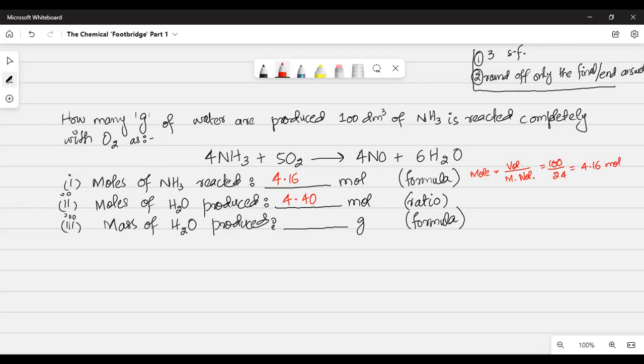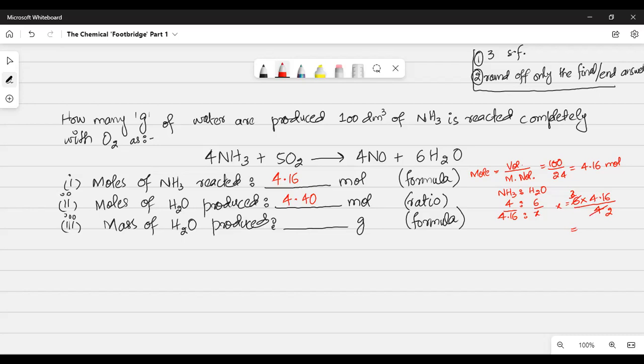That's for the first part. For the second part, I hope that you used the NH3 to H2O ratio, right? You use the numbers given in the equation first, which are 4 to 6, and then you use this number, 4.16, to X. You divided them. X turned out to be equal to 6 multiplied by 4.16 divided by 4, and that's how the answer turned out to be 4.4, right?